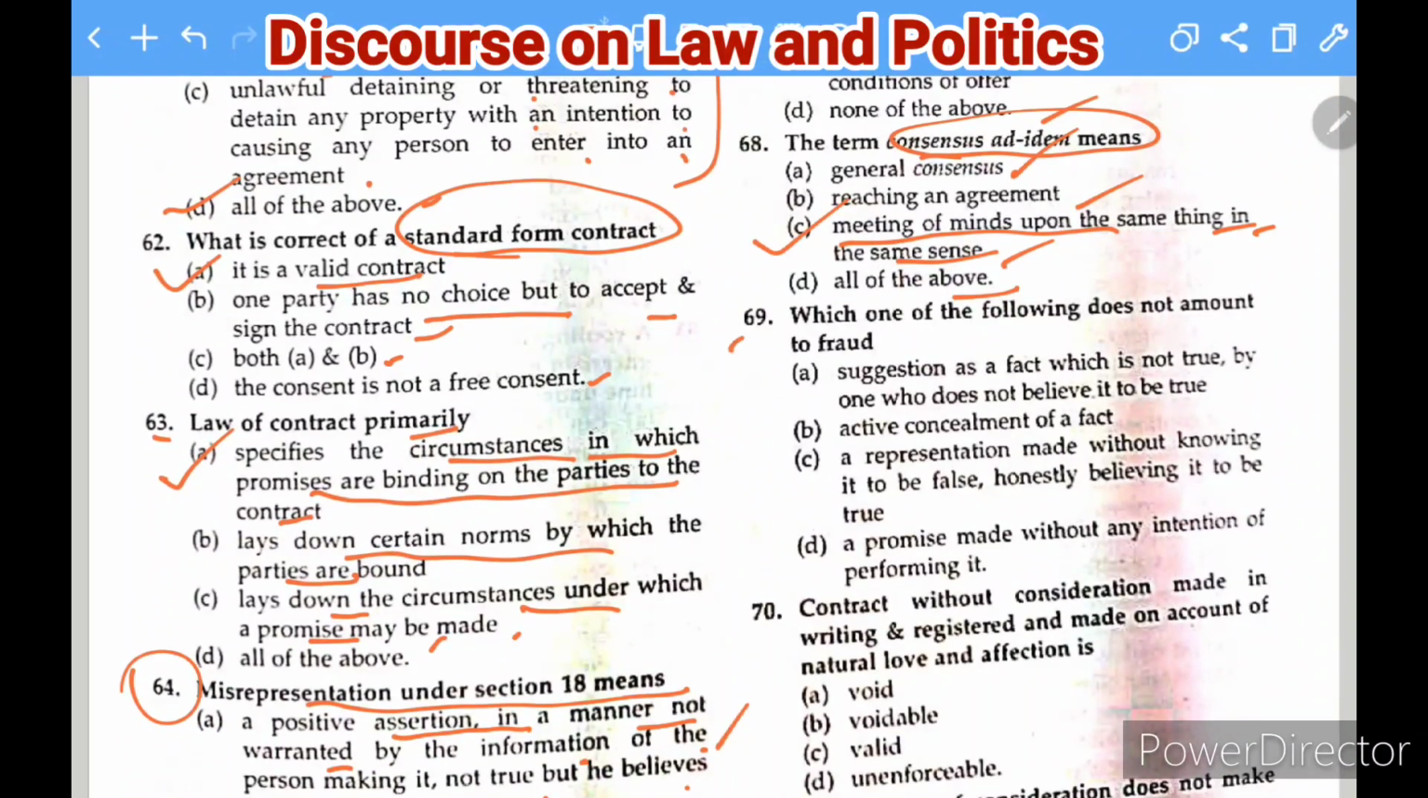Moving to the next question, which one of the following does not amount to fraud? Okay. Number 1, suggestion as a fact which is not true by one who does not believe it to be true. Active concealment of fact. A representation made without knowing it to be false, honestly believing it to be true. A promise made without any intention of performing it.